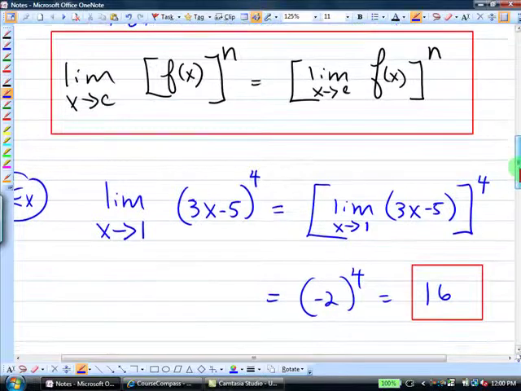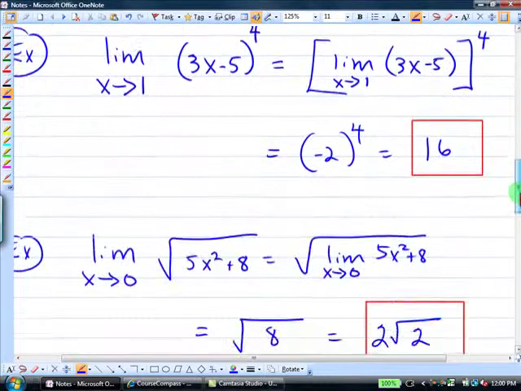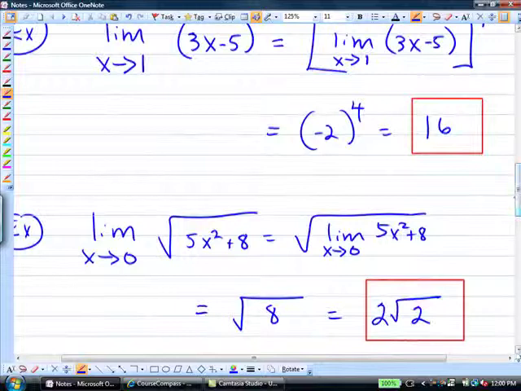And then we have one with a radical. The limit as x approaches 0 of this radical, we can do it this way. We can put it inside and say the limit of that, what's the limit if you put 0 there? 8. So the square root of 8 is simplified. It's 2 square roots of 2.